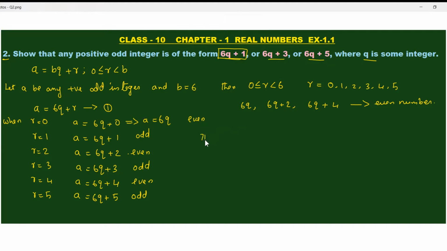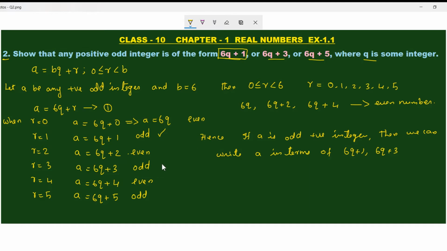Hence we have proved that if A is a positive odd integer, then we can write A in terms of 6q plus 1, 6q plus 3, and 6q plus 5, the last one. Got it? Hence, we have proved.